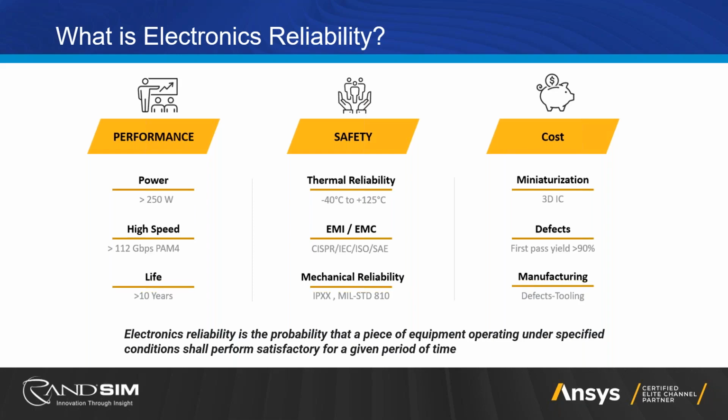Now, the second section of electronics reliability is safety, and this is really important because this actually has implications on both people as well as other devices in the environment. And so thermal reliability: is it going to operate within the range that the design is specified for? If you have an automotive component that fails when it gets cold, that could have very critical impacts on the system and potentially the safety of the vehicle itself and the passengers that are within.